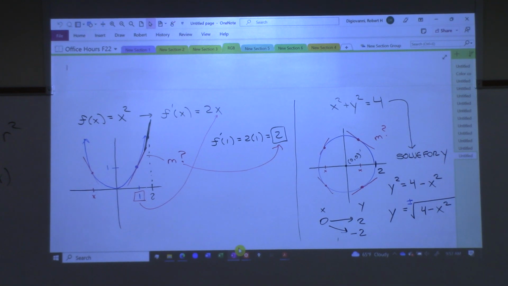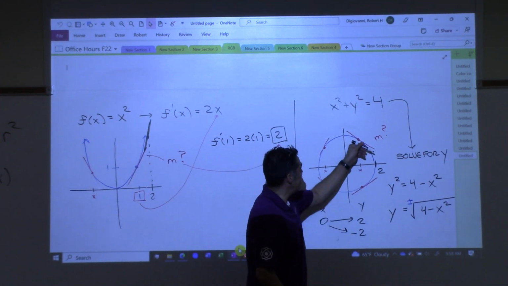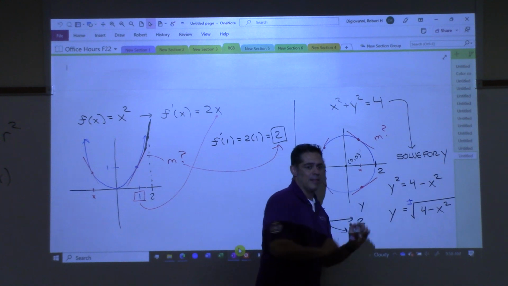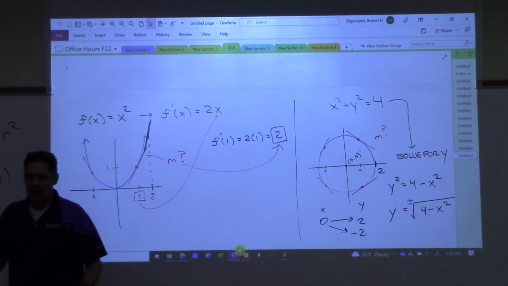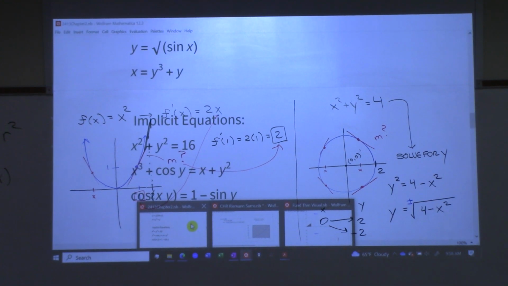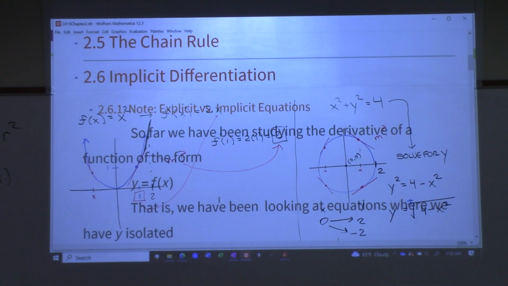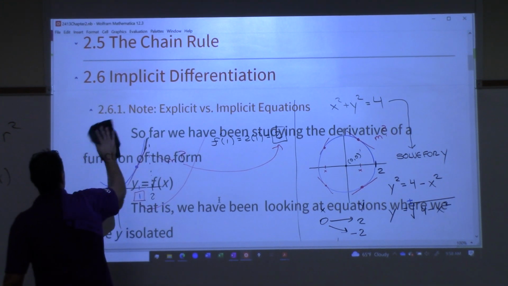So this section is about whether we can find the derivatives, the slopes of the tangent lines, on curves, even if they cannot be solved for y like this. Is it possible? The answer is, of course, yes. And it requires a new kind of approach to the way we take derivatives. All right, so I'm going to bring up the formal notes for this, and we're just going to skim through these. That was just to motivate the idea.